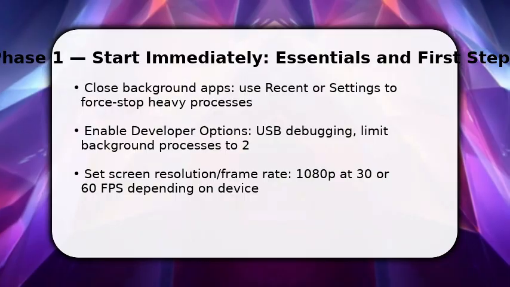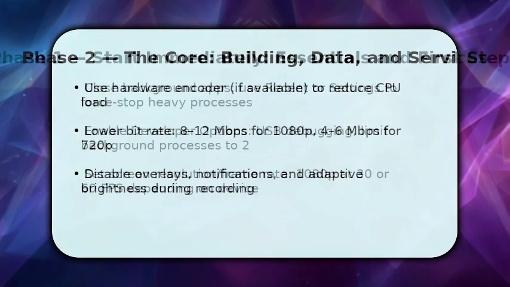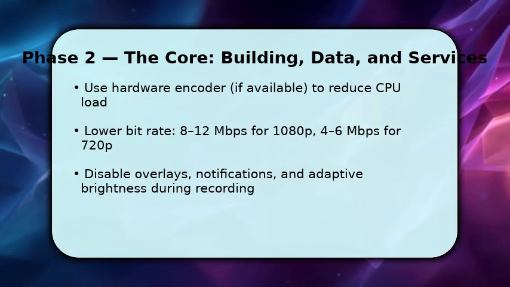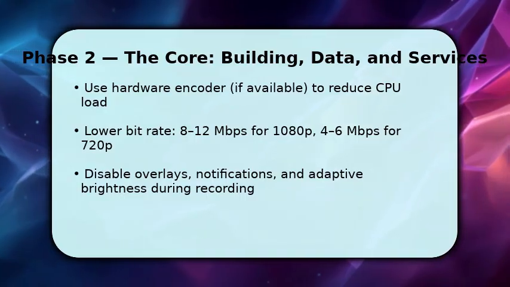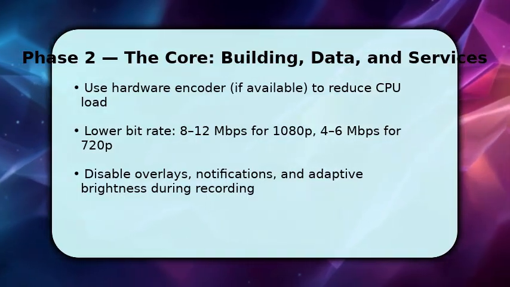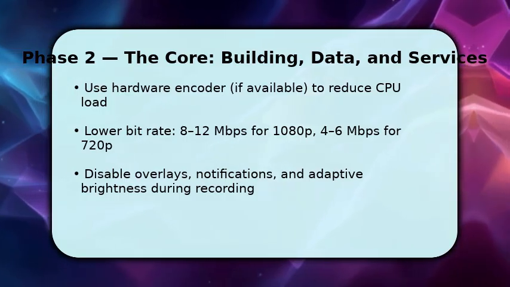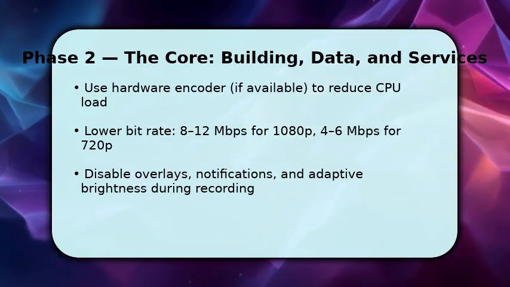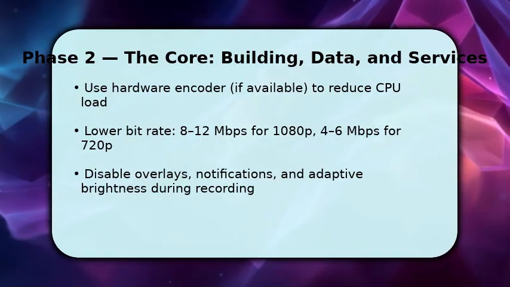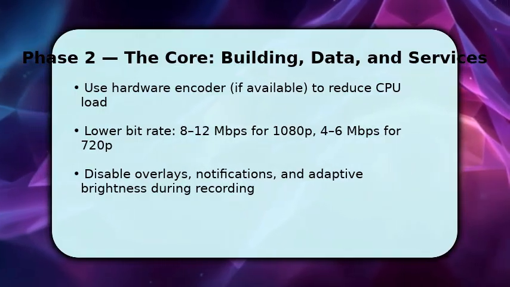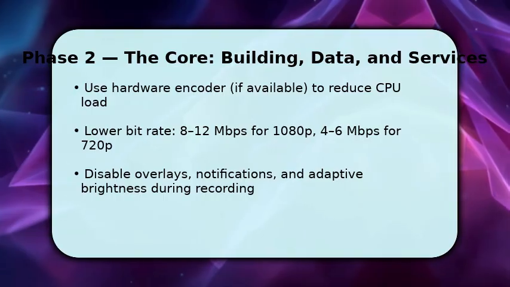Now you optimize the recorder itself so frames are consistent. Switch to a hardware encoder. That offloads work to the GPU and reduces thermal throttling. Make sure your bitrate matches resolution. Aim for 8 to 12 Mbps at 1080p or 4 to 6 Mbps at 720p to avoid spikes.